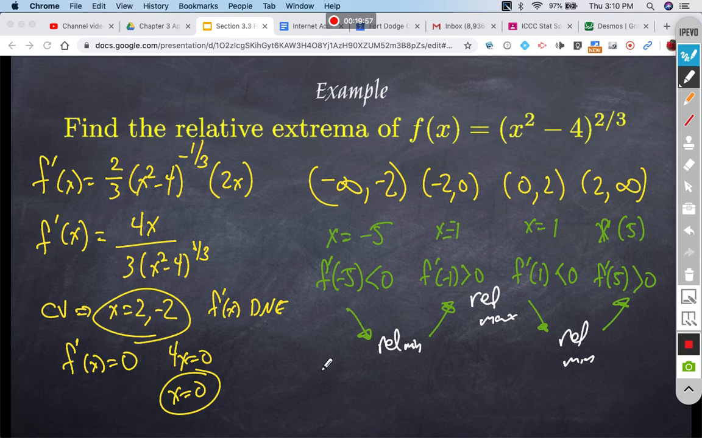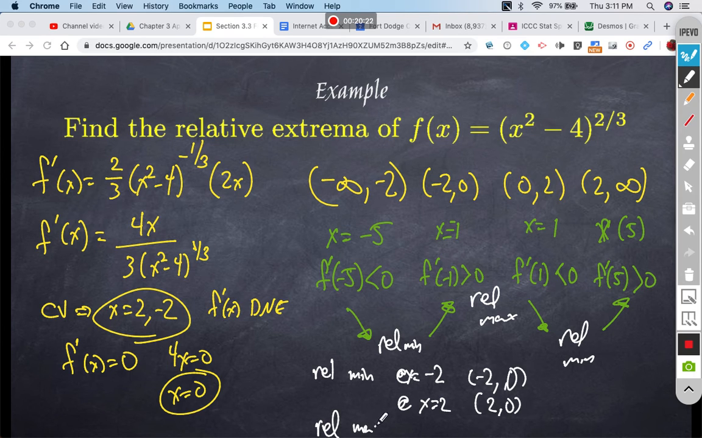So when I find my relative extrema, my relative mins are going to be at x equals negative 2, which gives me the point negative 2, 0. And at x equals positive 2, which is the point 2, 0. And we're going to have a relative max at x equals 0, which is going to give me the point 0, 2.52.